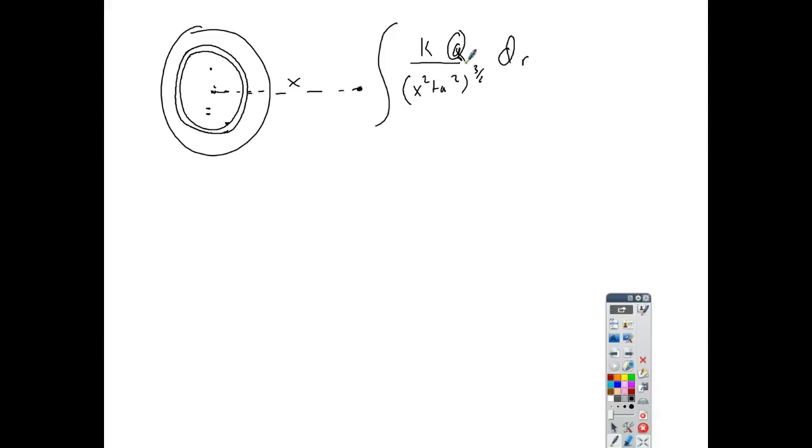So what are we talking about when we talk about this? We're no longer talking about our charge per unit length. What are we talking about? Per unit area. Charge per unit area. So I can write Q as my charge per unit area times my little bitty bit of area. So far, so good?